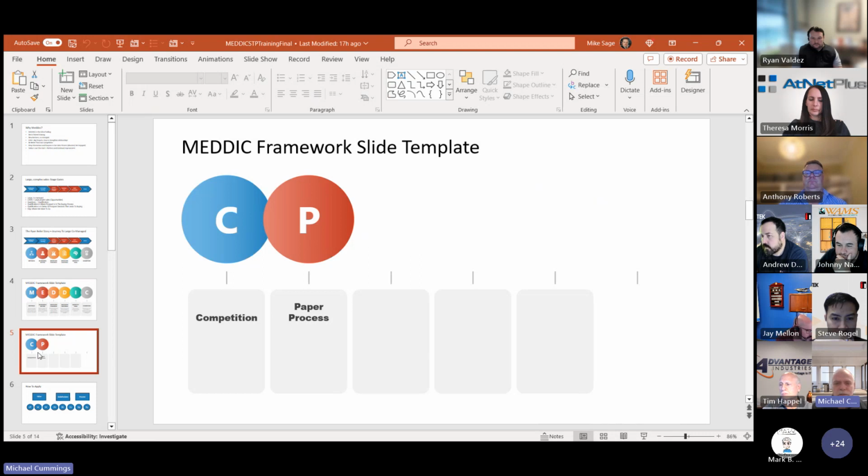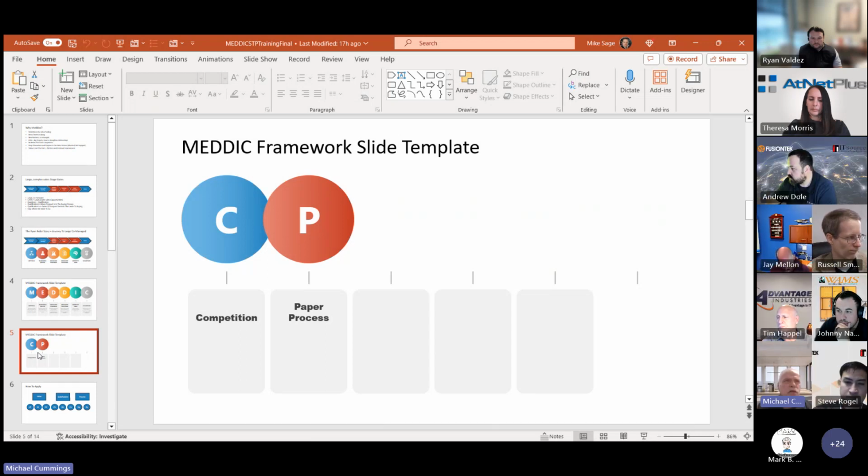And then they've added this P here, which is paper process. What they really want you to know is you don't want to get surprised at the end that you have to go through some kind of convoluted procurement process. You want to build the paper process into the decision process so that you're checking off those boxes as it goes, right?